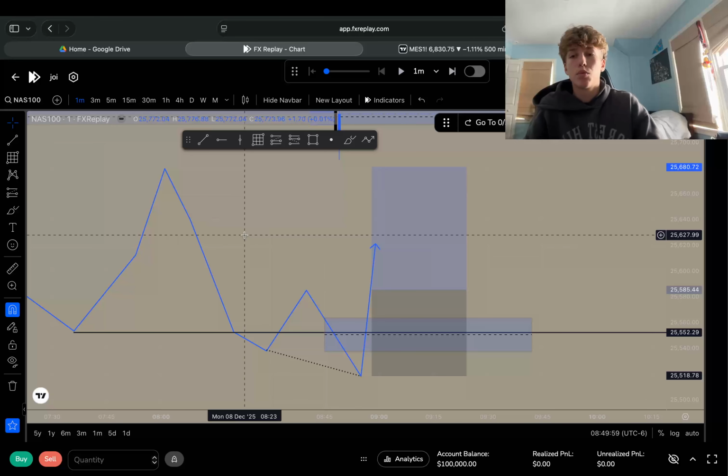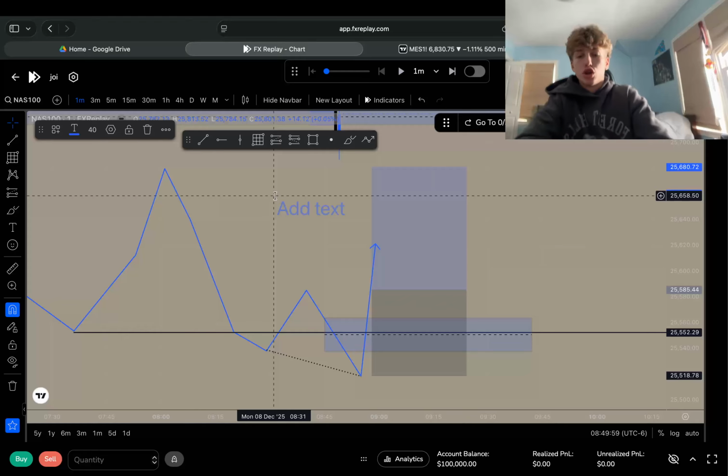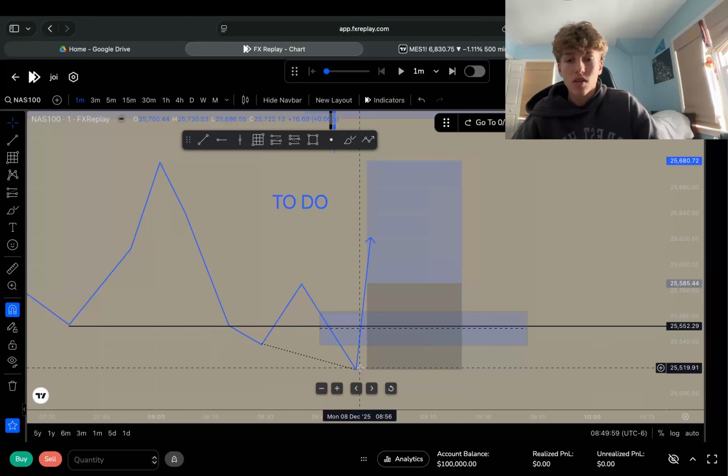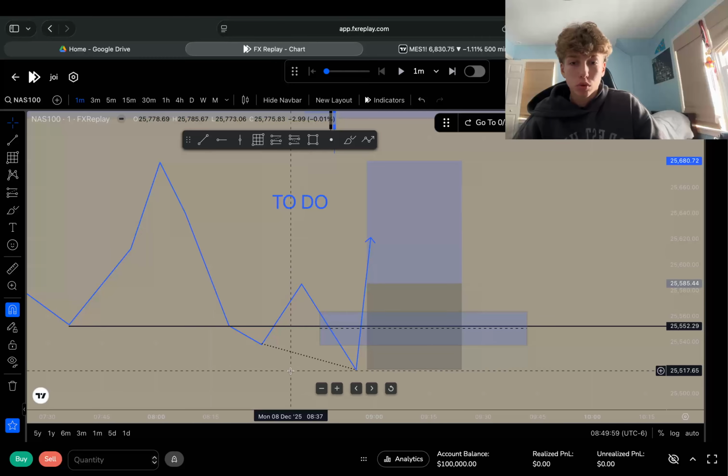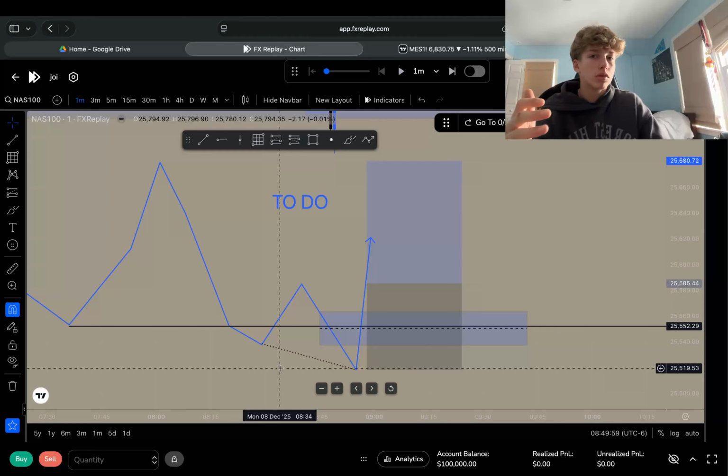Now this is an example of what to do: put your stop loss beneath a high resistance draw on liquidity so that it is improbable for it to get hit.